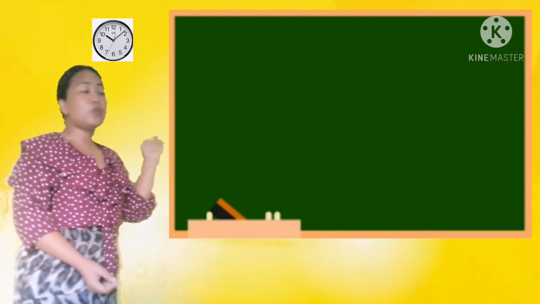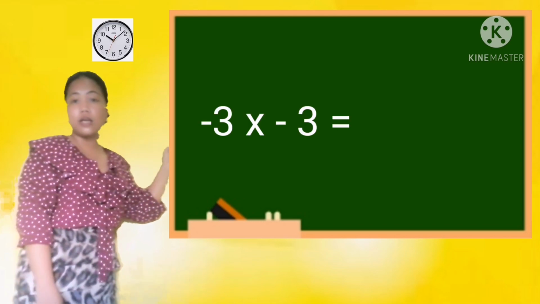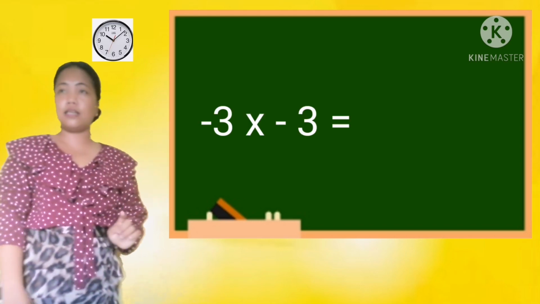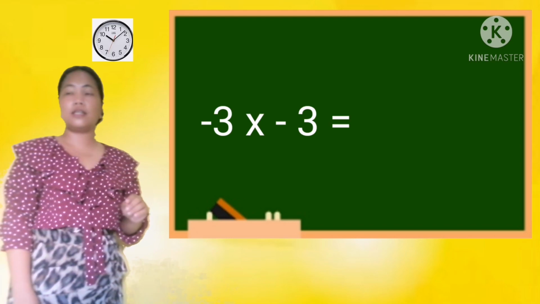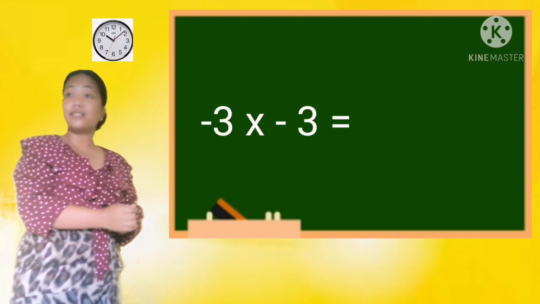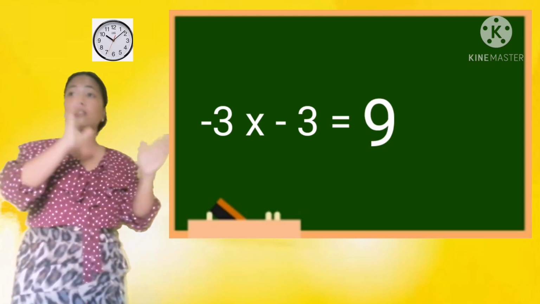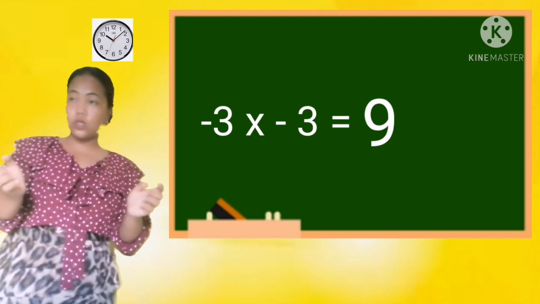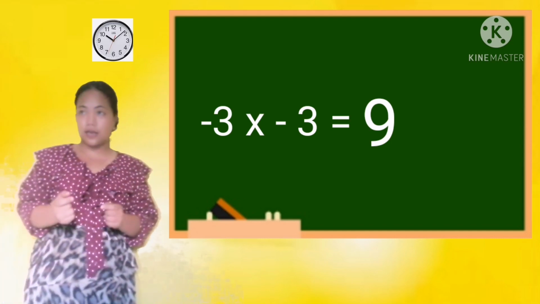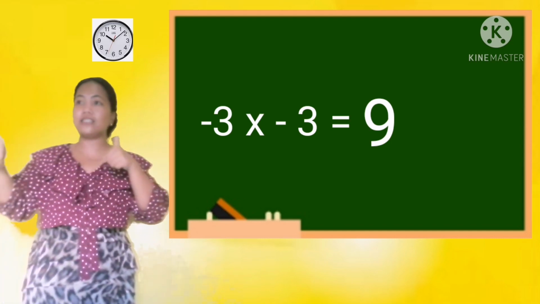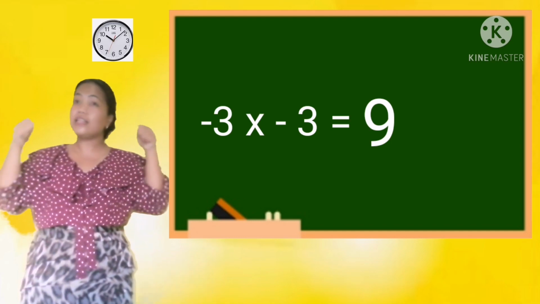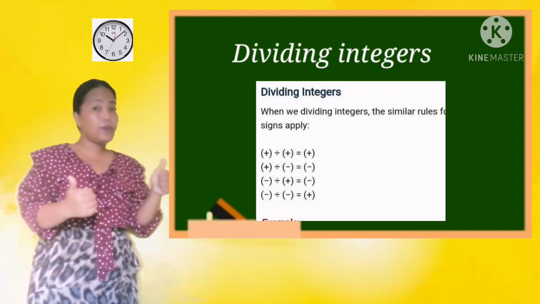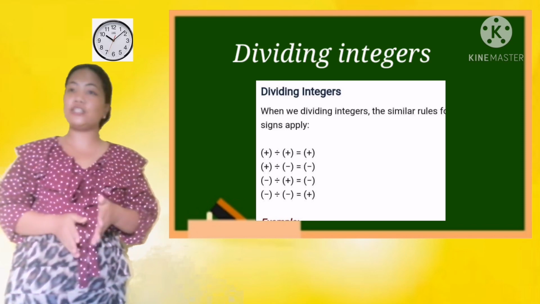sign. If we say negative 3 times negative 3, how much is that? What is the product? Alright, very good. That's positive 9. Why? Because they have like signs, which is negative. Very good. Do you understand? Alright, now we will proceed to dividing integers.